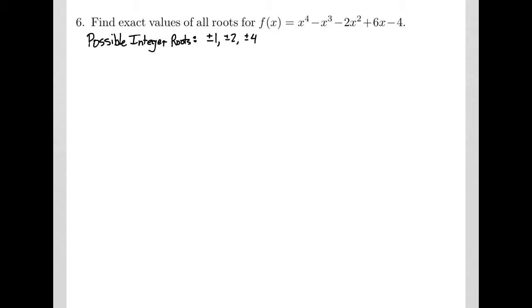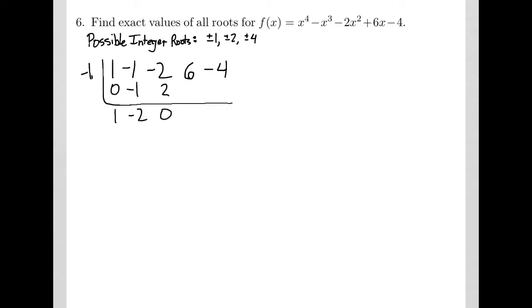So let's go through the process. We'll do it with synthetic division entirely. I start by writing down my coefficients. So 1, minus 1, minus 2, 6, and minus 4. And let's test the root at negative 1, possible root at negative 1. So I just quickly go through my addition. My synthetic division tells me that negative 1 is not a root because my remainder was not equal to 0.